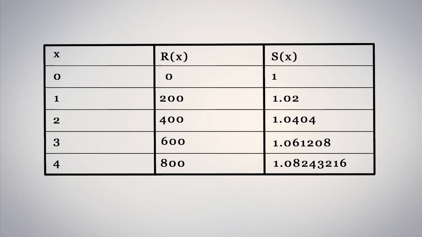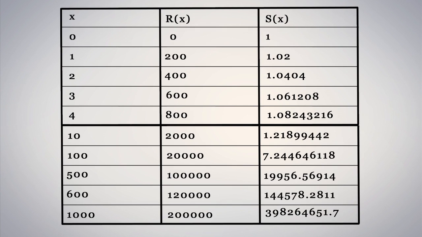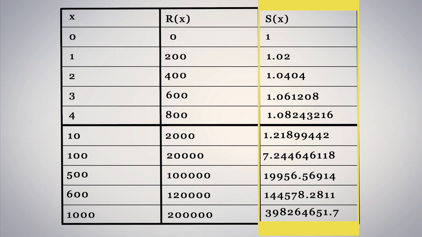Which do you choose? The function r adds $200 to the previous number, and s multiplies the previous number by 1.02. Surely, there is no way that s will ever beat r, right? Be careful, look what happens as x gets just a little larger. It took a while longer, but somewhere between 500 and 600 minutes, the s function wins.